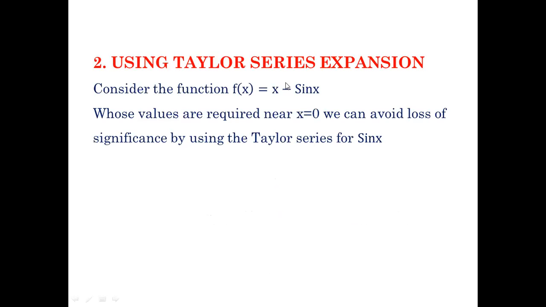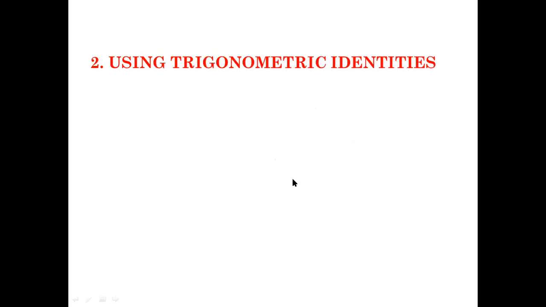Next, using Taylor series expansion. We can consider the function f of x equals x minus sin x, whose values are required near x equal to 0. We can avoid loss of significance by using the Taylor series for sin x. Then sin x is equal to x minus x cube by 3 factorial plus x power 5 by 5 factorial minus x power 7 by 7 factorial, and so on.